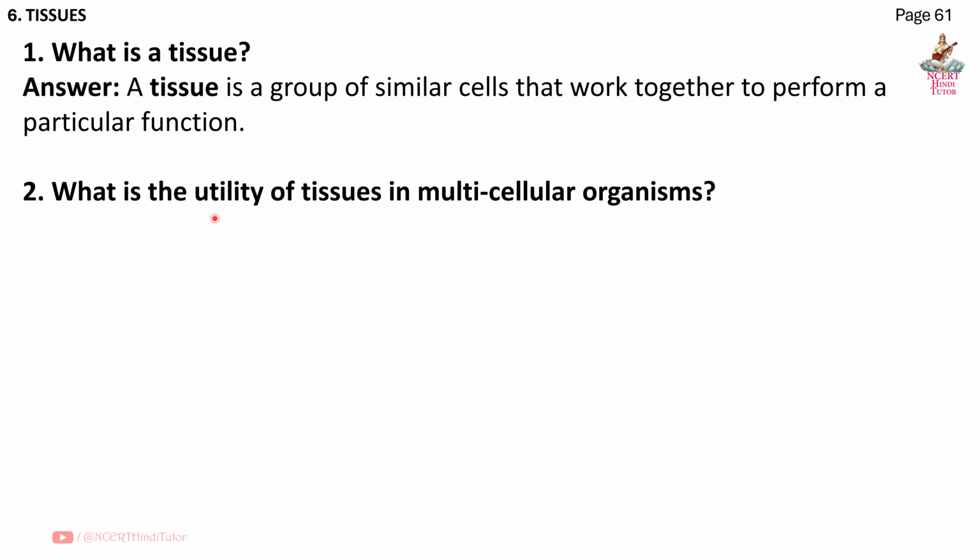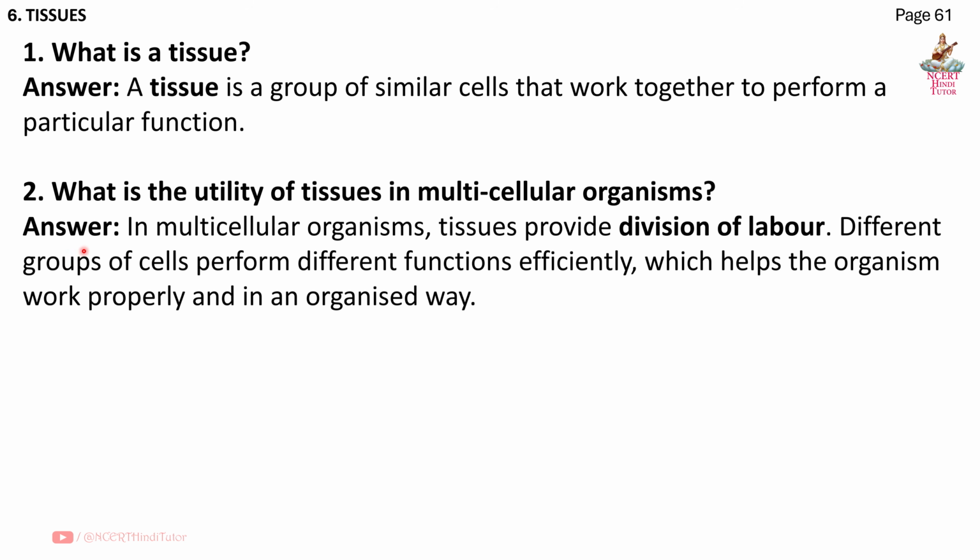Question 2. What is the utility of tissues in multicellular organisms? Answer: In multicellular organisms, tissues provide division of labor. Different groups of cells perform different functions efficiently, which helps the organism work properly and in an organized way.